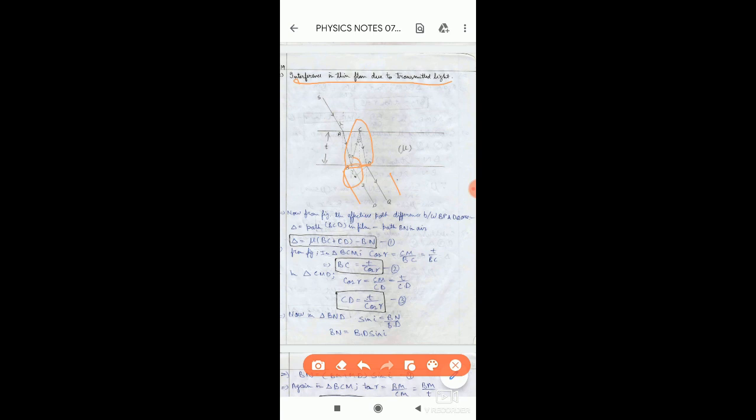Now in right angle triangle BCM, cos r equal to CM upon BC, which can be written as t upon BC. So BC equal to t upon cos r, equation number 2. Similarly in right angle triangle CMD, as shown in the figure, cos r equal to CM upon CD equal to t by CD. So CD equal to t by cos r, equation number 3. Now in right angle triangle BND, we get sin i equal to BN upon BD. So BN becomes BD sin i.